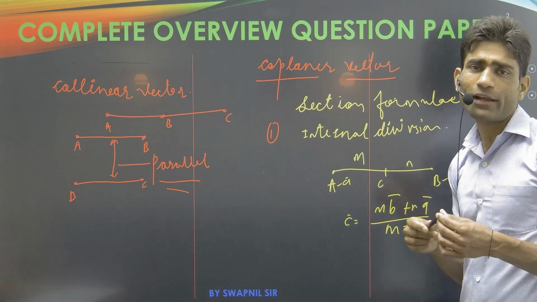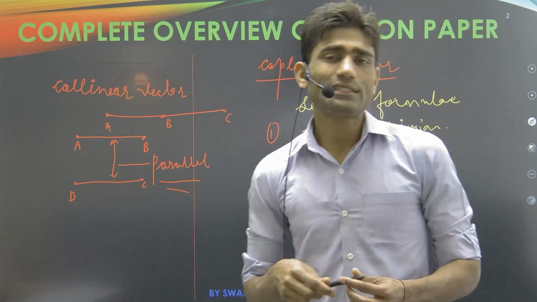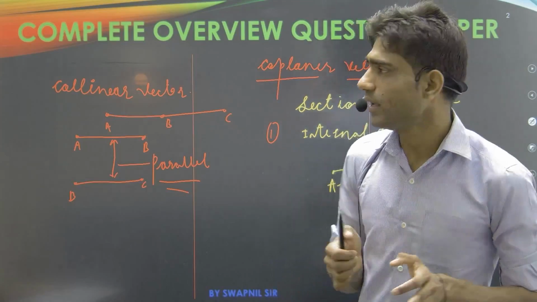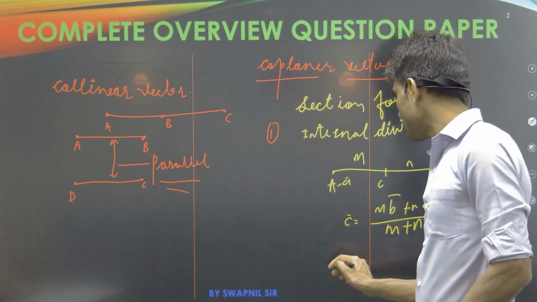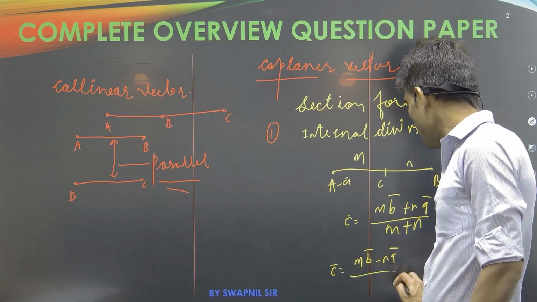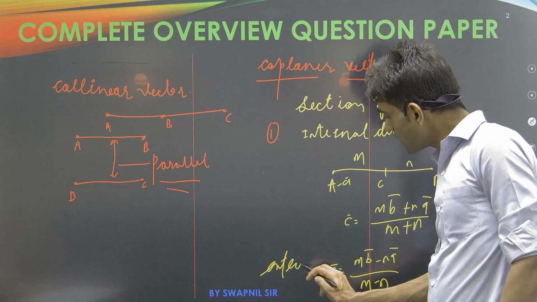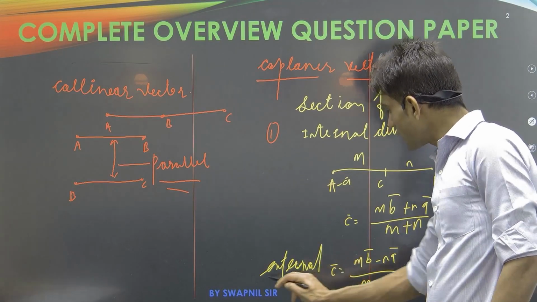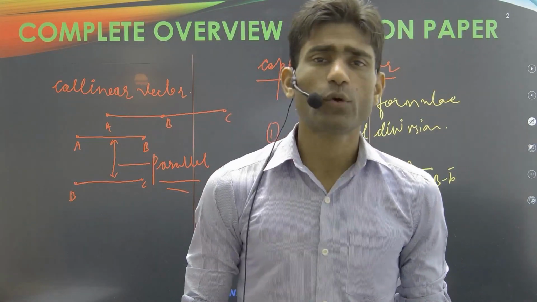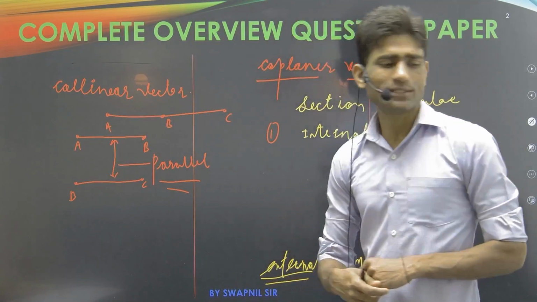Similarly, we can define it for external division. If we have a third point which divides our line segment AB externally, then we write the section formula c bar equals m b bar minus n a bar upon m minus n. This one is the external division formula, so we consider it as the section formula for external division. That's it for internal division and external division of the section formula.